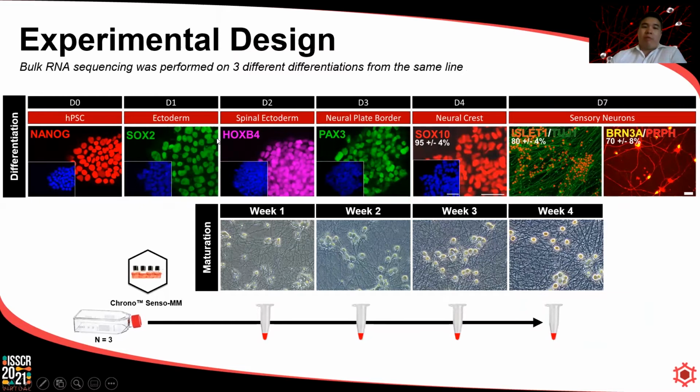For this experiment, we performed 3 different differentiations from the same iPSC line. Within 24 hours, we go through a primal ectoderm population, and we can pattern that to a HOXB4 expressing neural crest. And within 7 days, we get an immature sensory neuron that expresses ISL1, BRN3A, peripherin, and beta-3 tubulin. For this experiment, we focused on the maturation throughout 4 weeks. We took weekly RNA samples and performed bulk RNA sequencing.